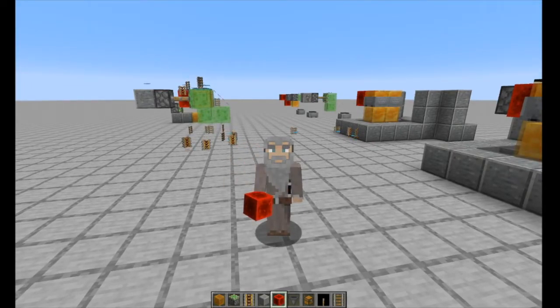And that's what I wanted to show all of you, that you can use hopper minecarts and honey blocks to be able to do some really, really cool things now, at least with 1.15 when it comes out.